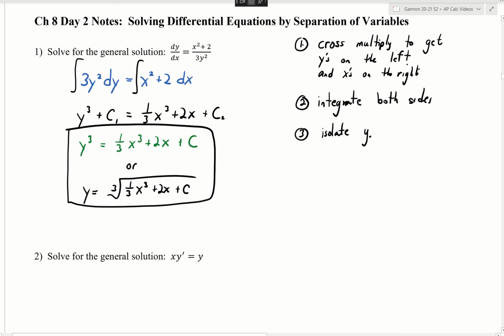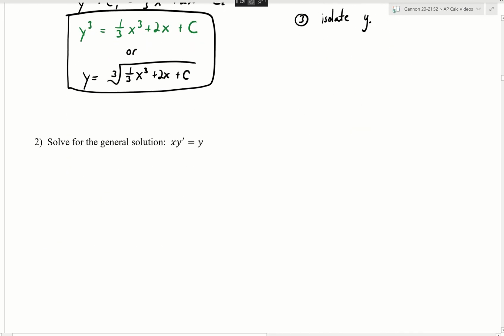All right, here's number 2. So in this case, notation's a little different. It says solve for the general solution x y prime equals y. Now, one thing I think that's going to be helpful is if you rewrite y prime. And what this is going to look like is x dy dx, which is another way of writing y prime, is equal to y. So if you write it like that, now you have it in a form where you can get the y's on the left and the x's on the right. So what I would recommend is that you guys pause the video at this point and try that on your own.